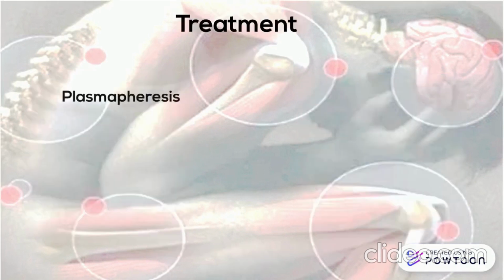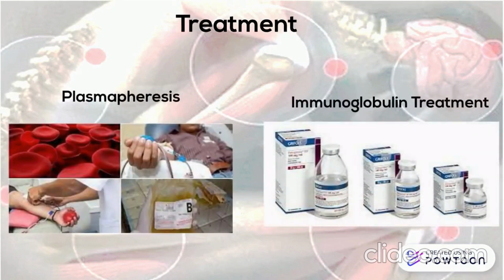Treatment: there is no specific cure, and management consists of treatments that reduce the severity of symptoms and speed recovery in most patients. Plasmapheresis and high-dose immunoglobulin treatment are generally the therapy of choice. Both are equally effective, but immunoglobulin is easier to administer.